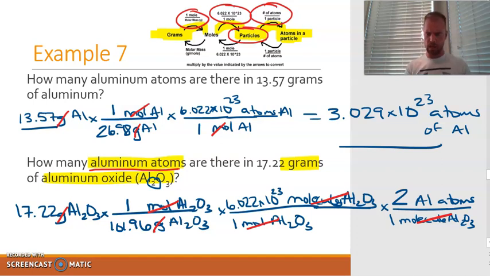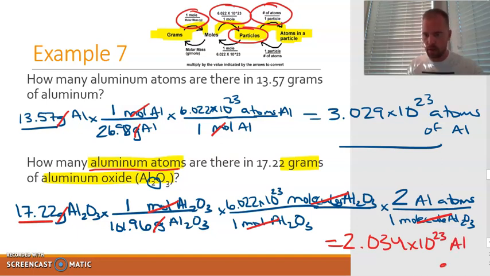17.22 times 6.022 E23 times 2, and then divided by 101.96. My significant figures are based off of this number here, which is 4. So my answer is going to be 2.034 times 10 to the 23rd aluminum atoms.